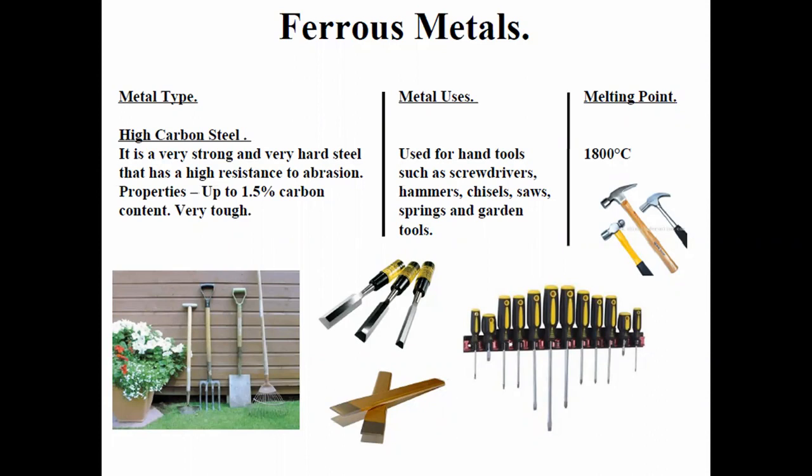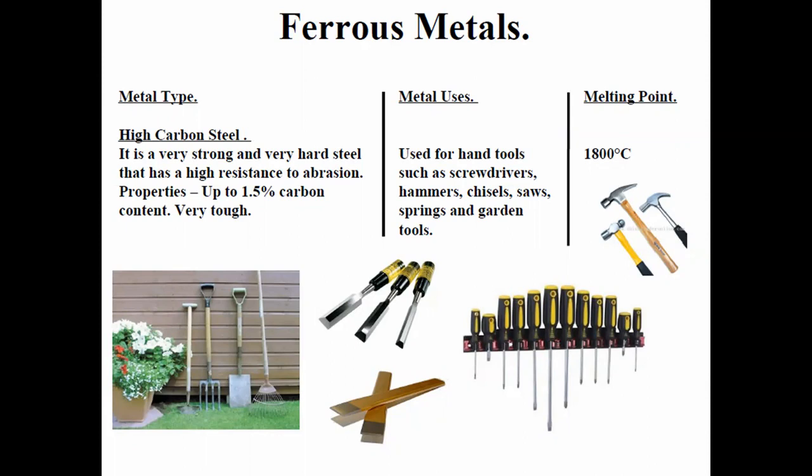Abrasion property. Yes, when we say a metal is resistant to abrasion, what does it mean? It can easily be scraped or worn. Wear, it can easily be worn out. Yes. So properties are up to 1.5% carbon content, very tough.